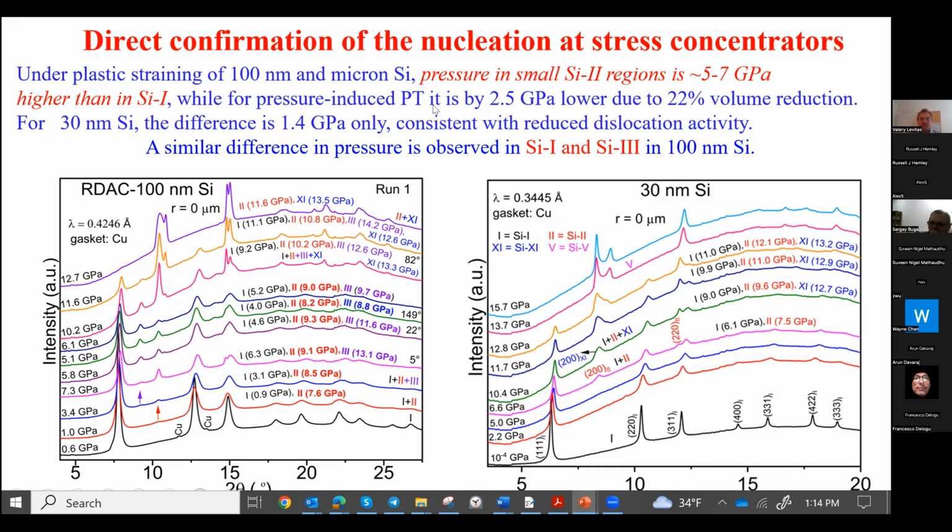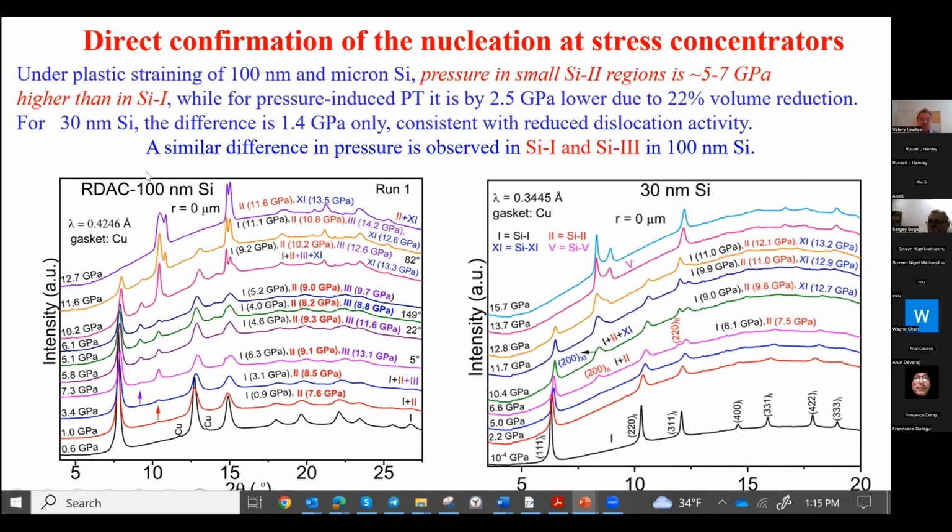So for pressure-induced phase transformation, pressure in the high pressure silicon 2 phase is 2.5 GPa lower than in the initial silicon 1 phase. And this is logical because of 22% volume reduction. But what we found for plastic strain-induced phase transformation, pressure in silicon 2 is 5.7 GPa higher than in silicon 1. You see here 0.9 in silicon 1, 7.6 in silicon 2, 3.1, 8.5. And the same with further growth. And this is direct proof that there is a strong stress concentrator and it can be produced only by dislocation pileup. And this is consistent with the result for 30 nanometer particles when dislocation activity is reduced. Here, the difference in pressure is just 1.4 GPa.